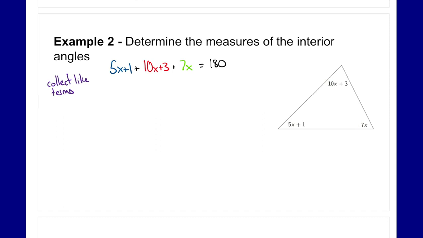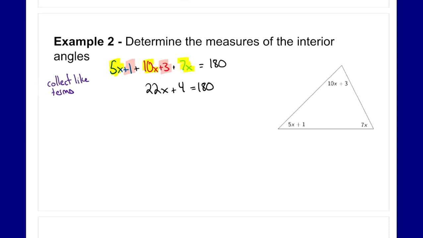So I'm going to collect like terms. I'm going to go through and add up all my like terms. I'm going to highlight the like terms just for reference. So I have all my x's, and then I have just my number terms. So 5x plus 10x plus 7x gives me 22x. 1 plus 3 gives me 4. So I get 22x plus 4 equals 180.